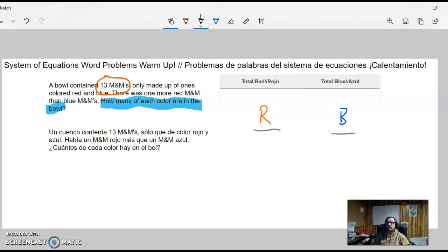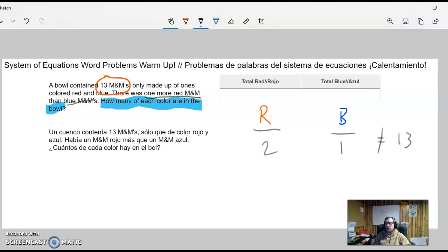If I have red, oh, and then they give us some more guidance. It says there's one more red M&M than blue M&Ms. So one more red than blue. So let's take a guess. Say there's two red M&Ms and one blue. Right, that's one more. But does that equal 13? No. So we need our red M&Ms and our blue M&Ms to equal 13.